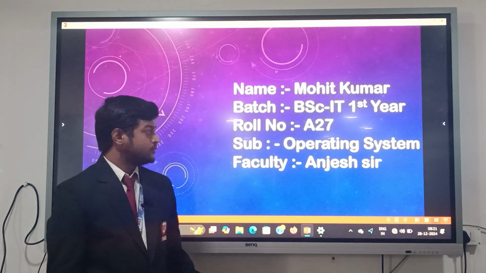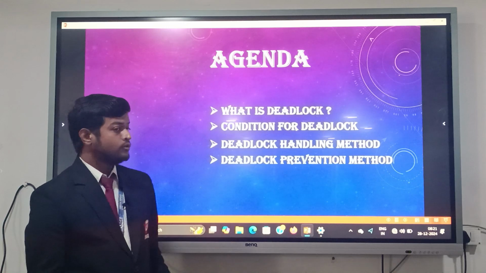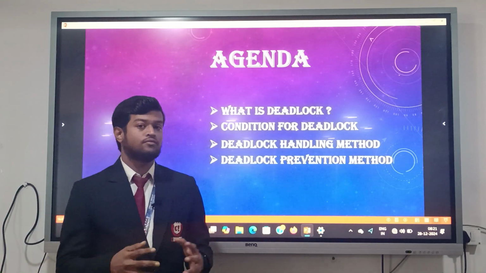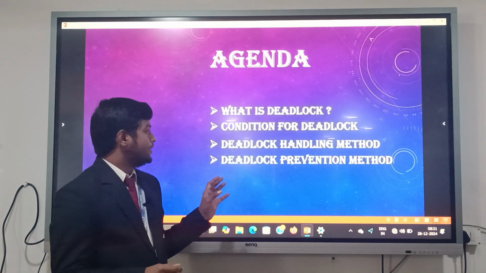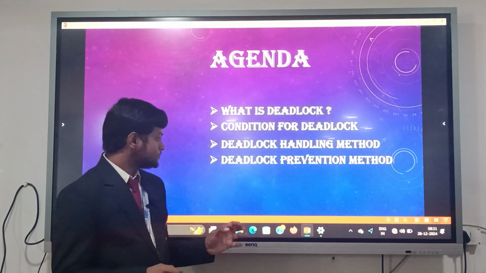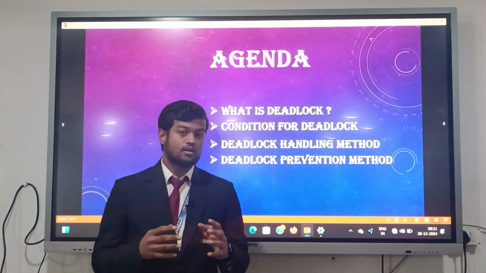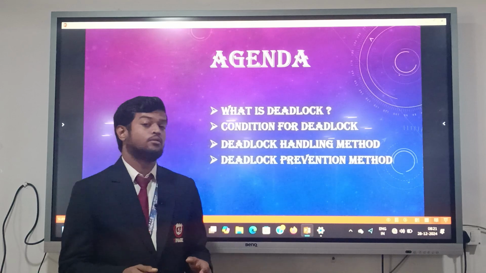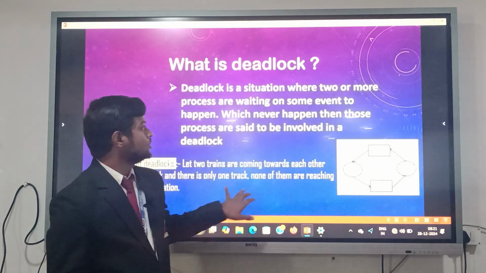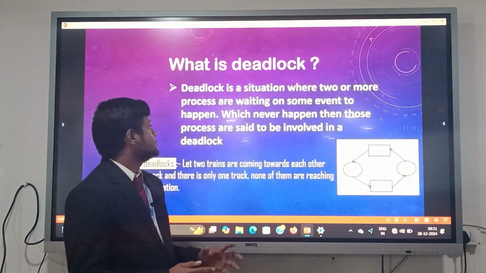So today my agenda is to know what is deadlock, the conditions for deadlock, deadlock handling methods, and deadlock prevention method. In deadlock handling methods we will learn about the deadlock prevention method. So first, we know what is deadlock.